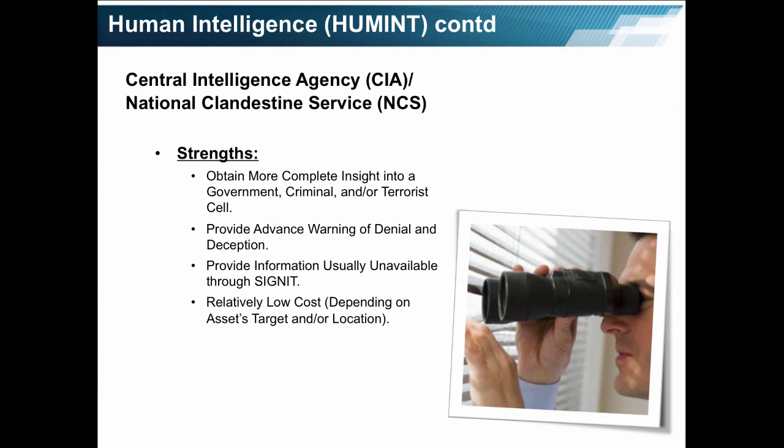What are the strengths of HUMINT? Obtain more complete insight into a government, criminal, and/or terrorist cell. Provides advance warning of denial and deception. Provides information usually unavailable through SIGINT, and it has relative low cost depending on the asset's target and location and the risk the asset will take and the level, quality, and reliability of the intelligence that the asset will provide.